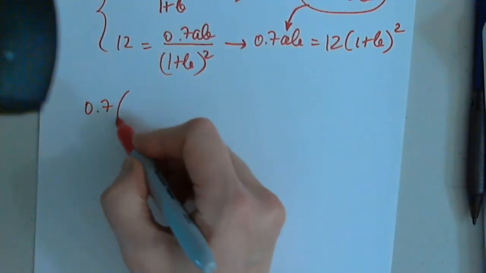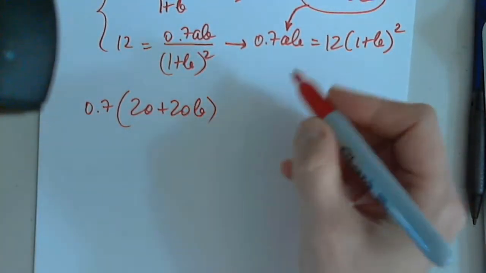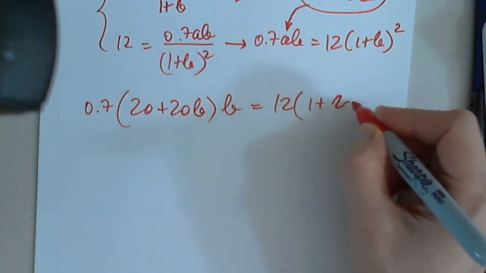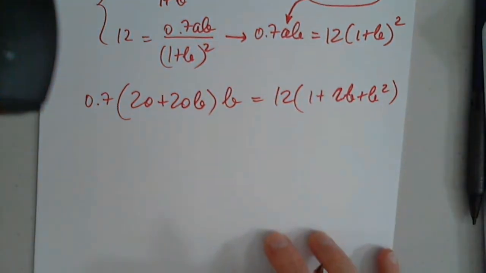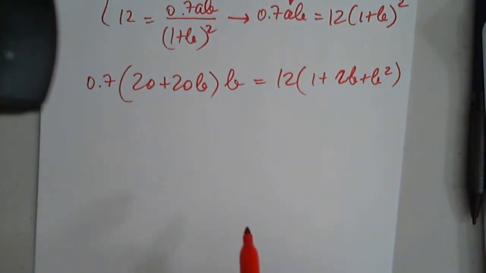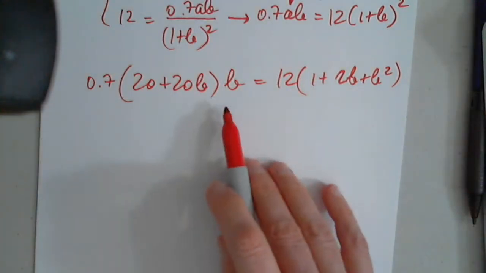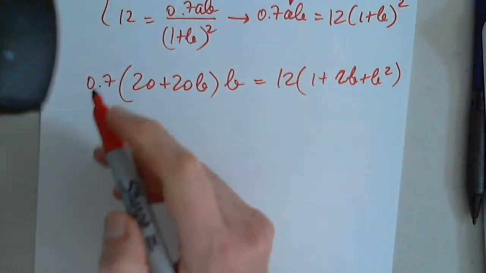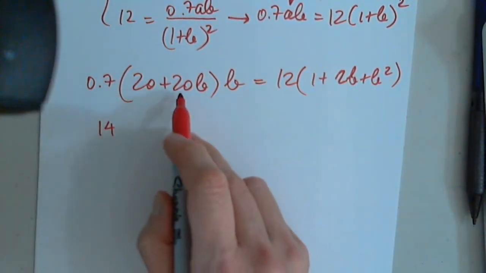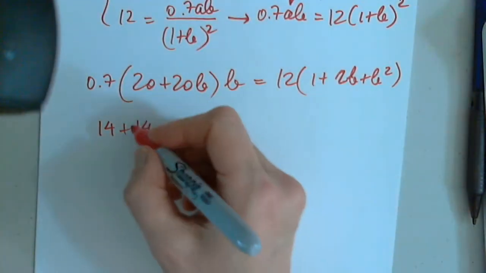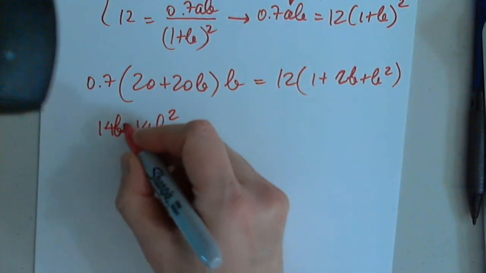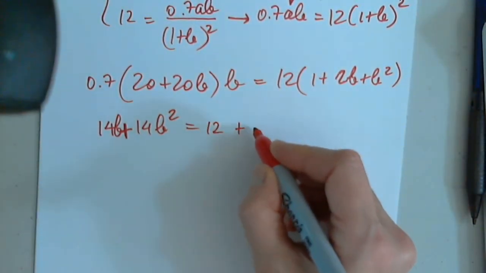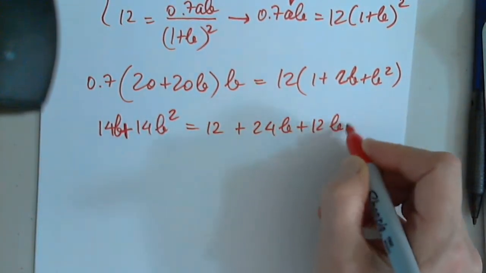So 0.7 times (20 plus 20B) multiplied by B equals 12 times (1 plus B) squared. I know this is 1 plus 2B plus B squared. It's going to be quadratic. I'm going to move everything to one side. Which side? Doesn't matter. Okay, so 0.7 times 20 is 14. This one gets a B, and this one gets a B squared. And then on the other side, I have 12 plus 24B plus 12B squared.